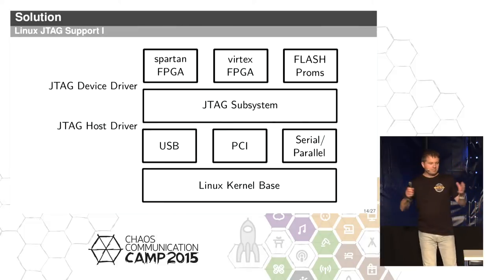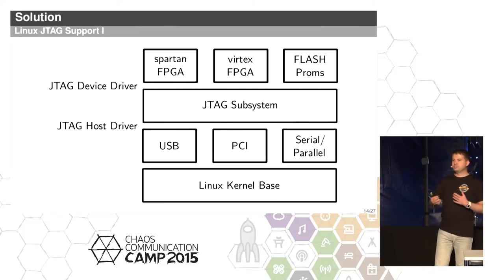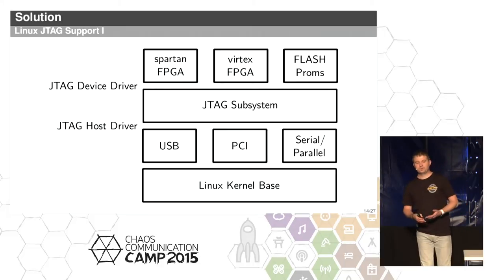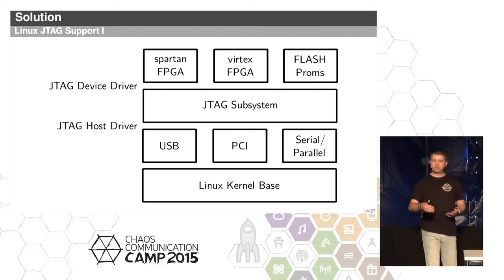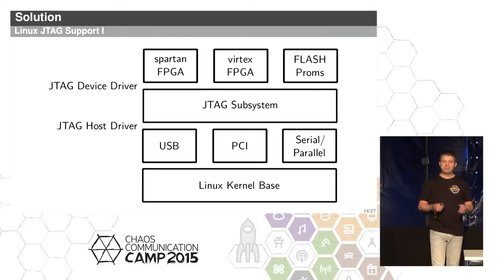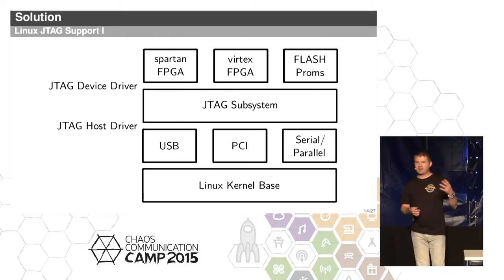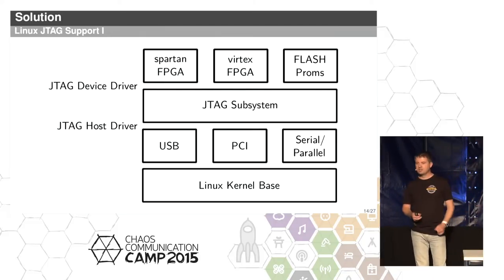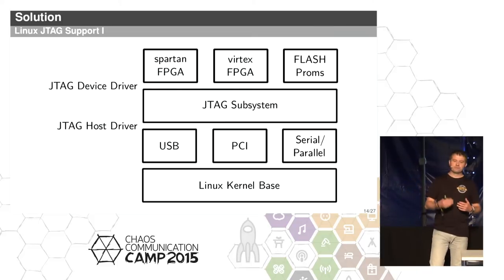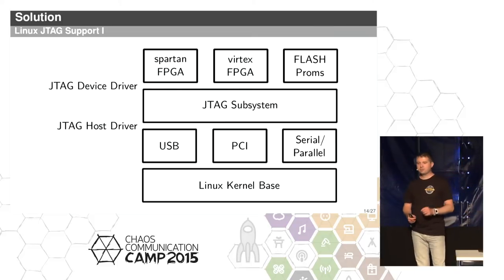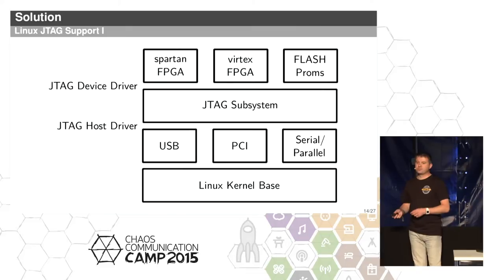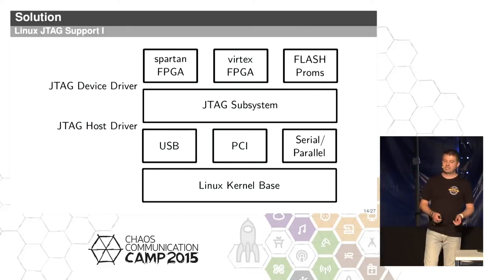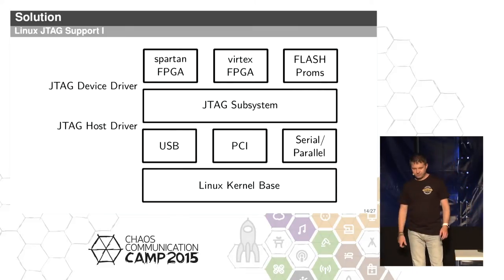In the JTAG subsystem, all the functions you need to communicate with components within JTAG are abstracted, and then you can have different kinds of device drivers, for example, an FPGA driver for Spartan or Virtex devices, which allow you to configure FPGAs by just getting the bitstream into a character device within the Linux device tree.